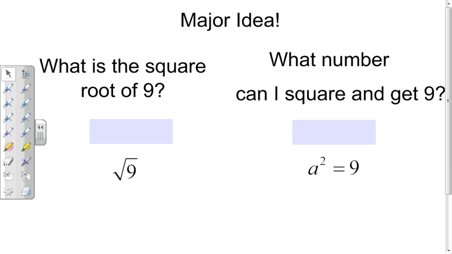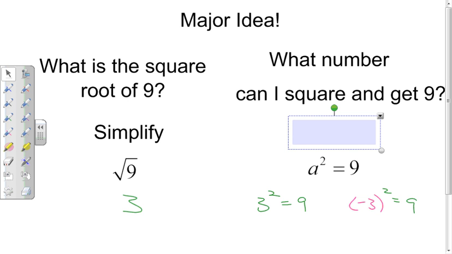But let's understand something here. If we talk about this and say, what's the square root of 9? Well, that's just 3. Okay? Now, here you'd say, okay, well, what number can I square and get 9? Well, people would say 3 squared is 9. But there's another piece to this that people miss, okay? And that's the fact that you could also square -3 and get 9.